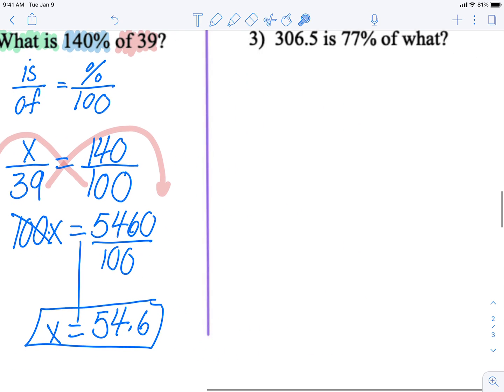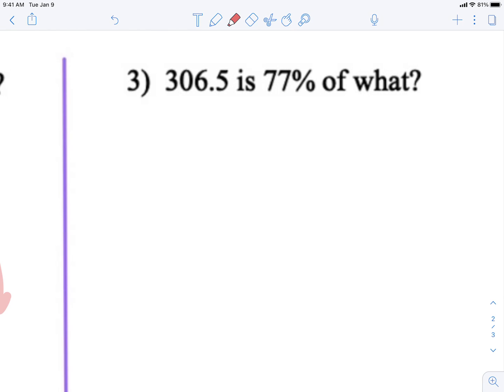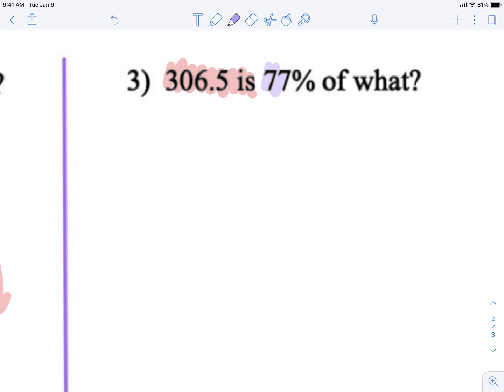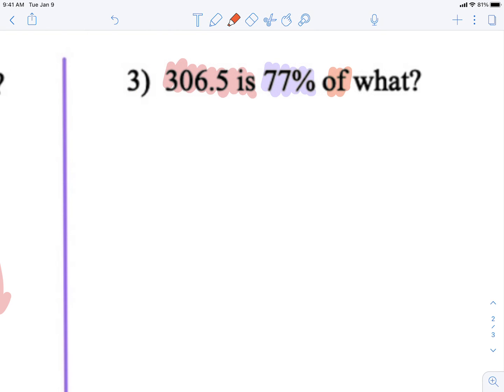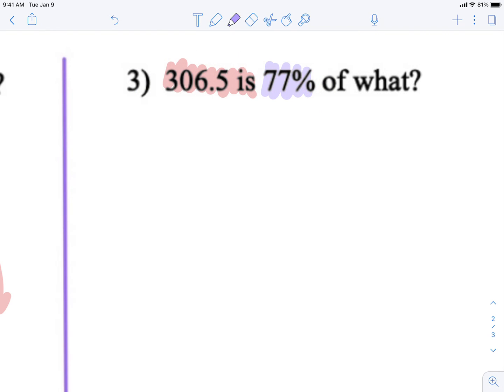Okay? Now let's do number 3. So again, let's identify our parts. 306.5 is, okay, interesting. 77%, okay, of, well, let's pick another color. It's got to be different. Wait a minute. This was purple. 77% of what? 306.5 is 77% of what?